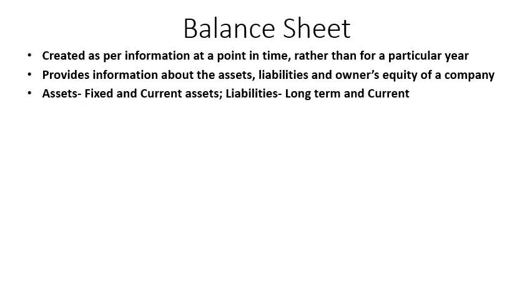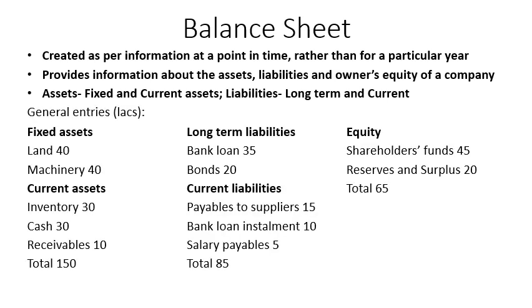Assets are what a company builds in due time. Liabilities are what a company owes to its various stakeholders, and owner's equity is what the company owes to its owners. Assets can be fixed and current assets, and liabilities can be long-term liabilities and current liabilities. Let's take an example of a draft balance sheet where we will see some of the general entries.